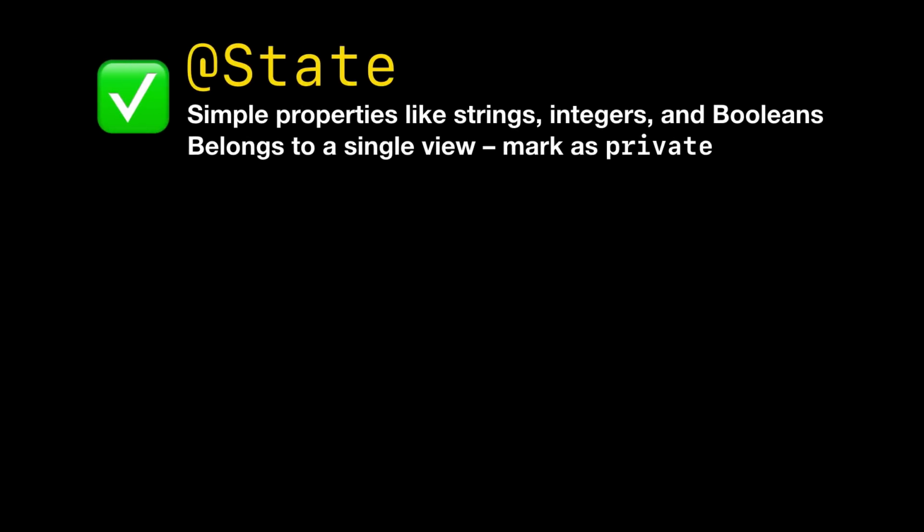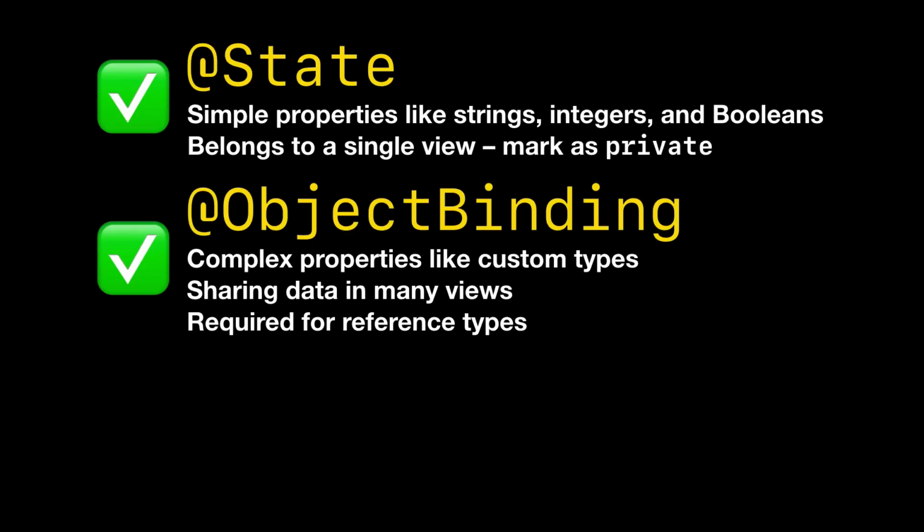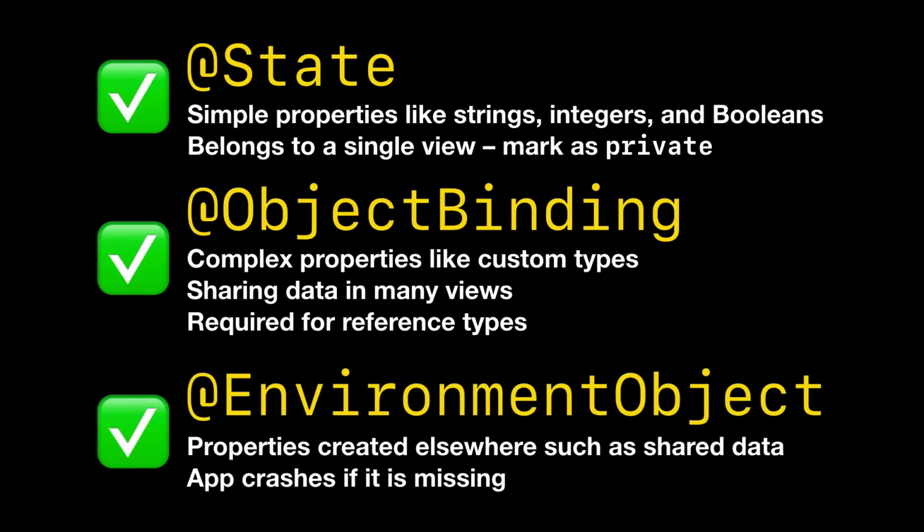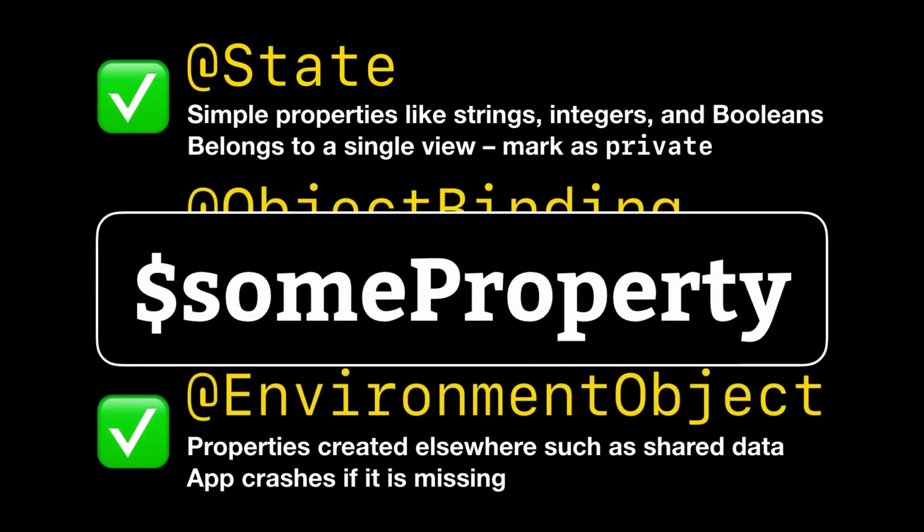Anyway, we've now covered @State, @ObservedObject, and @EnvironmentObject, while also looking at the $ sign for two-way data bindings. So let's summarize. Use @State for simple properties that belong to a single view. @State properties should usually be marked private. Use @ObservedObject for complex properties that might belong to several views. Anytime you're using a reference type, you should be using @ObservedObject for it. Use @EnvironmentObject for properties that were created somewhere else in the app, like shared data. Make sure you set them in the environment before use, otherwise your app will crash. And those $ signs just mean you have a two-way binding. SwiftUI will read and write the property as its value changes, to make sure your properties and their UI stay in sync.